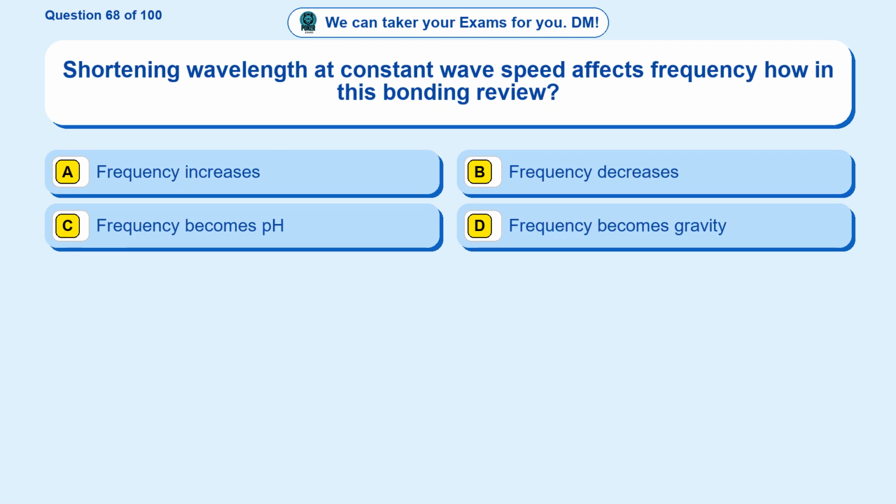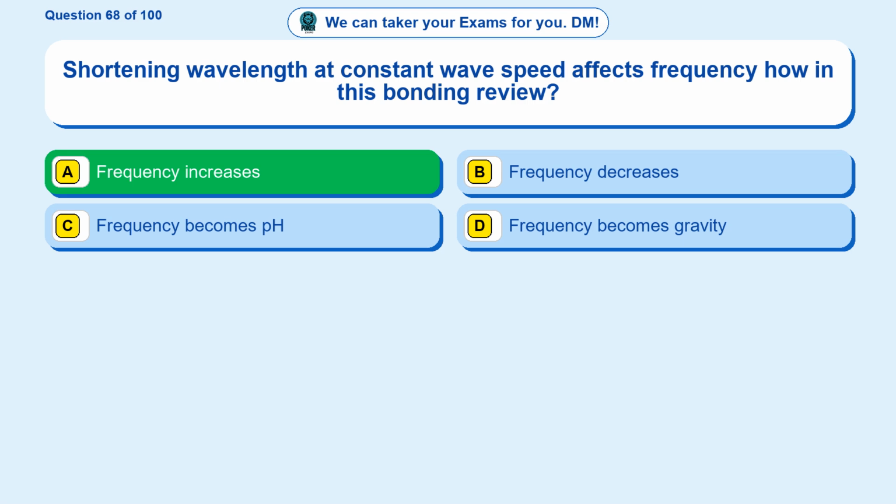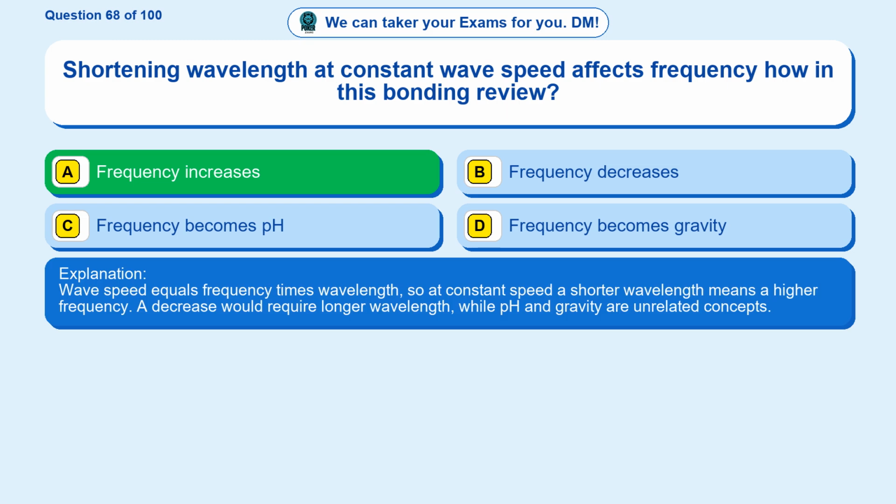Question 68. Shortening wavelength at constant wave speed affects frequency how in this bonding review? Option A, frequency increases. Option B, frequency decreases. Option C, frequency becomes pH. Option D, frequency becomes gravity. The correct answer is option A. Frequency increases. Wave speed equals frequency times wavelength, so at constant speed a shorter wavelength means a higher frequency. A decrease would require longer wavelength, while pH and gravity are unrelated concepts.